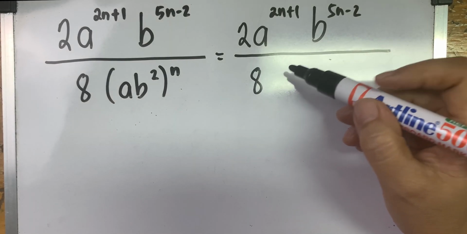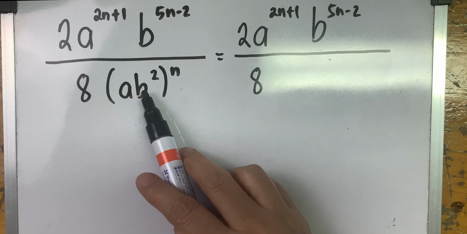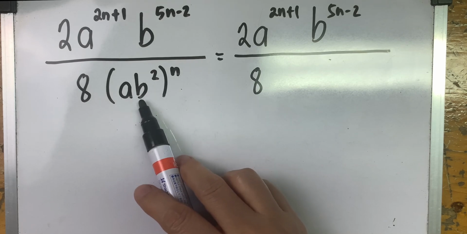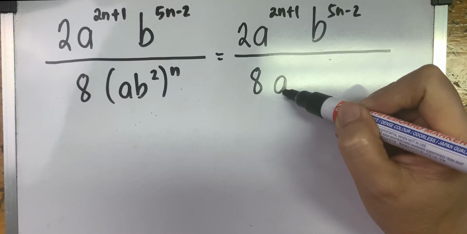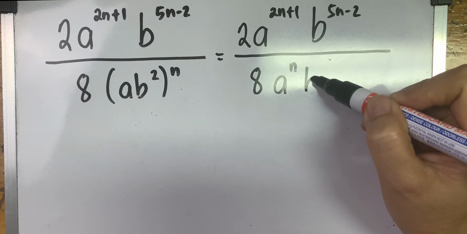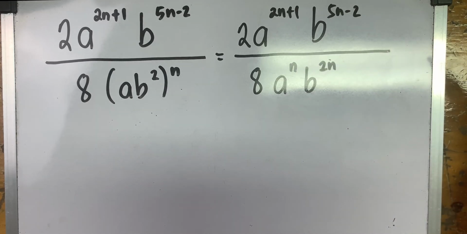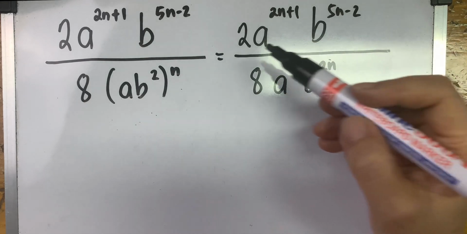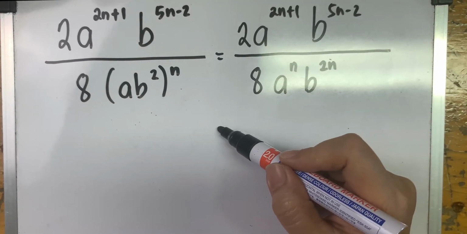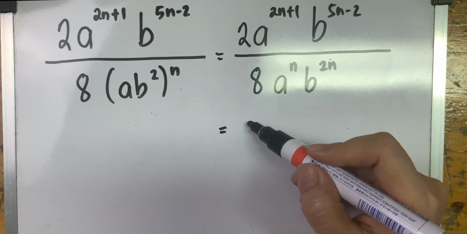So 8, again, this is power rule. So distribute natin yung n sa bawat isang variable dyan. So a to the n times b to the 2n. Okay. So, i-work muna natin yung numerical coefficient. So, 2 over 8 is 1 over 4.